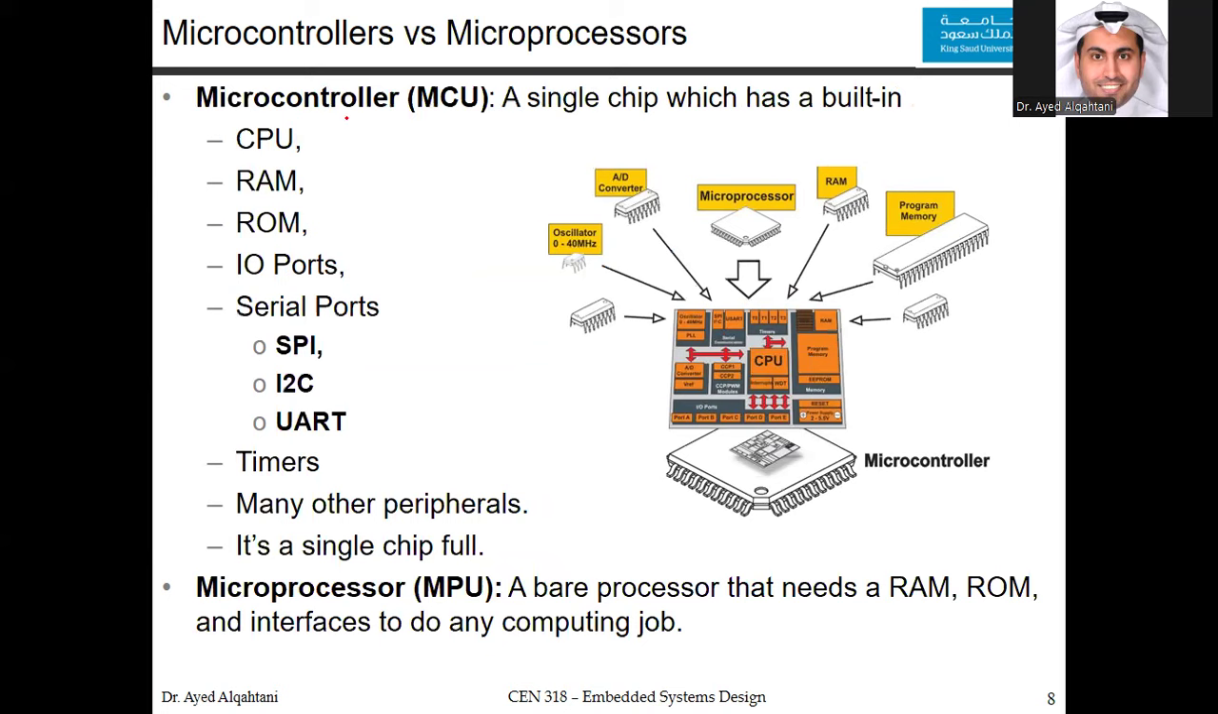So as we said, the microcontroller, or the microcontroller unit, is a single chip which has a built-in CPU, RAM, ROM, I/O ports, and serial ports like the SPI, the I2C, the UART. You have timers and many other peripherals. Basically, it's a single chip that is full of modules alongside the CPU. While the microprocessor, or we call it MPU, is a bare processor that needs a RAM, ROM, and other I/O interfaces to do any computing job.